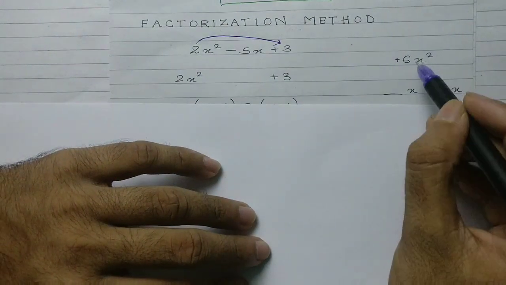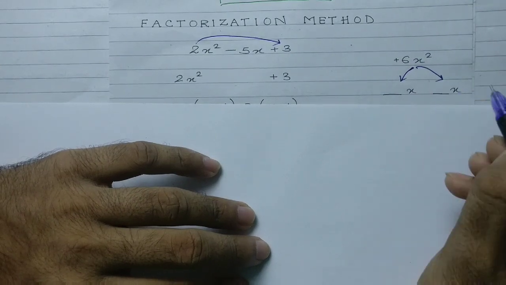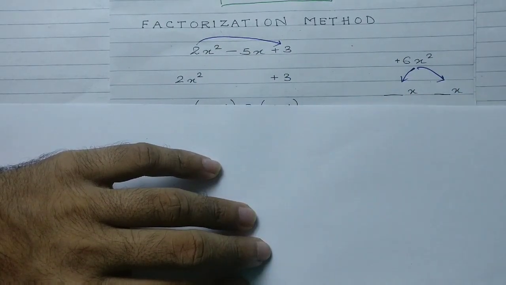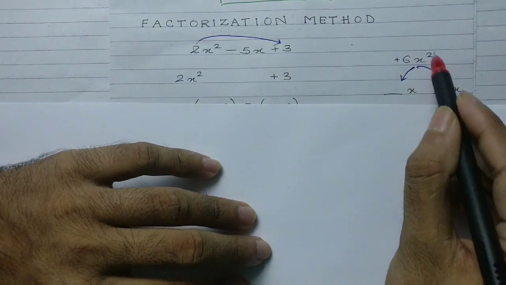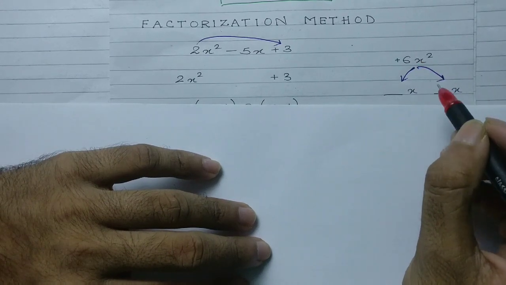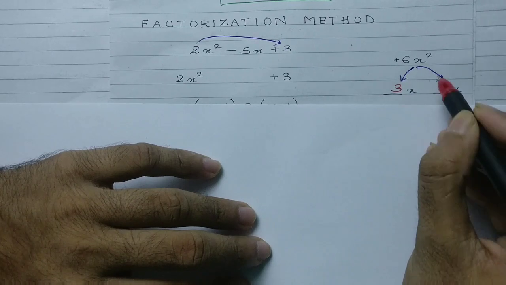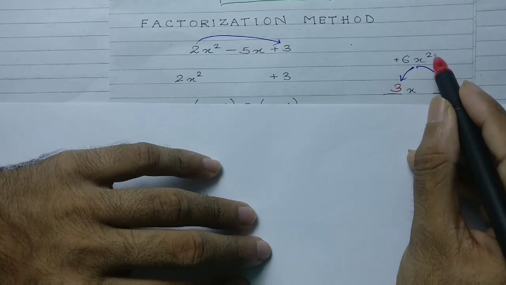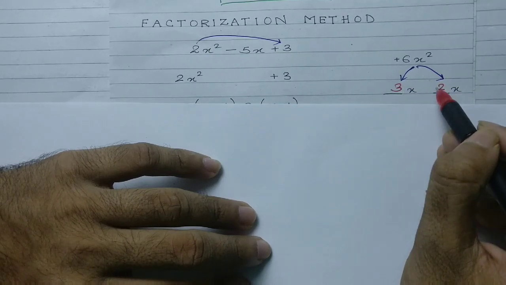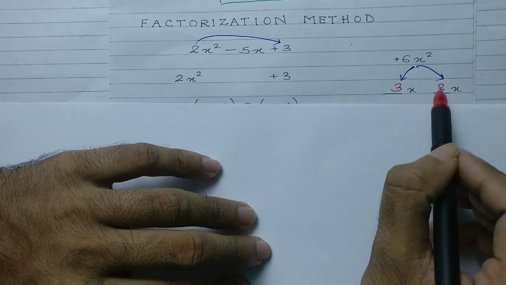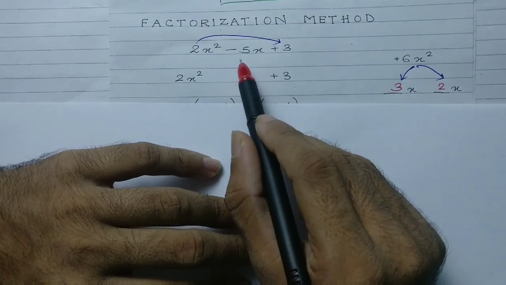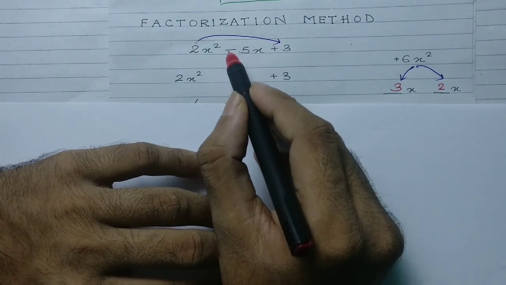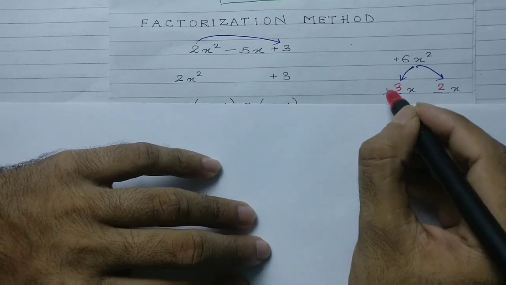Now I need to split this 6x square in such a way that addition or subtraction of these two numbers will give me minus 5x, and multiplication will give me 6x square. So the numbers can be 3 twos are 6. So 3x multiplied by 2x will give me 6x square. Now let us see if we add these two numbers, will I get negative 5? 3 plus 2 will give me positive 5, but I require negative 5 over here. So all I have to remember is that the sign for the middle term will always go to the greater number. So negative will come over here.